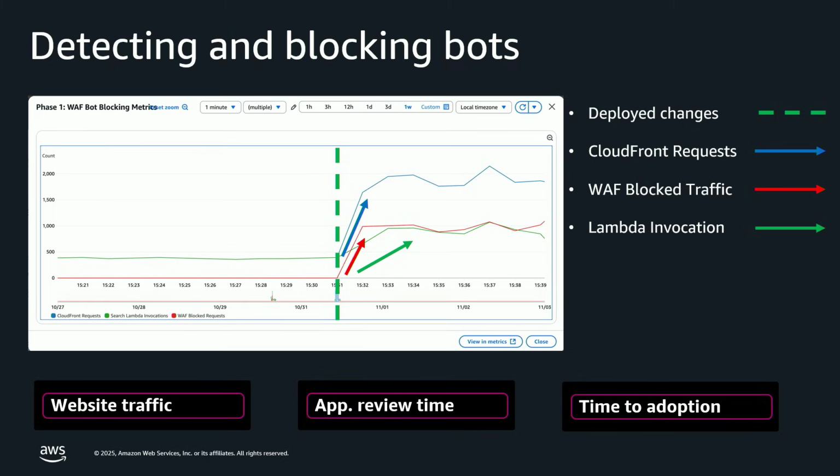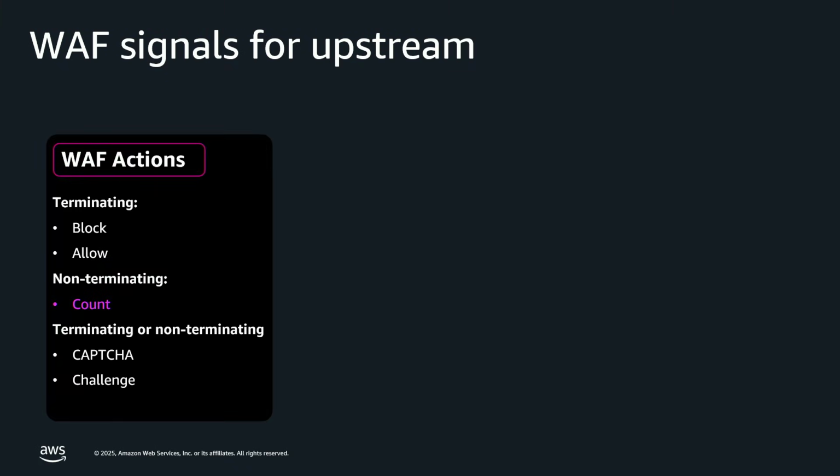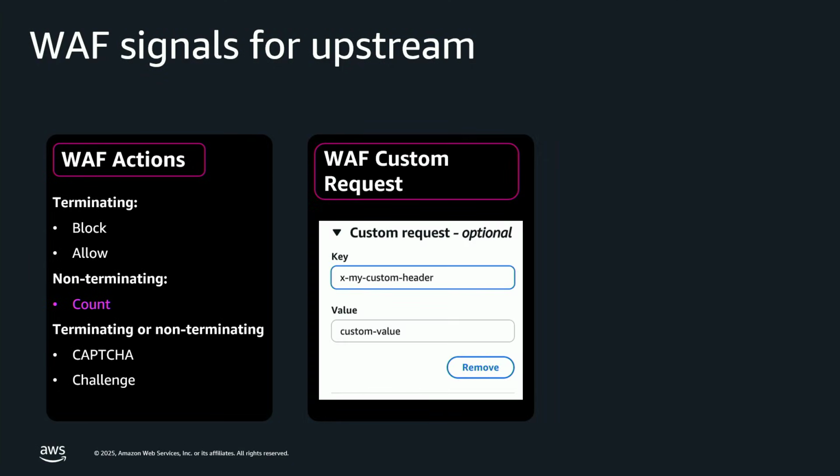So how can we be smarter as the implementers of the WAF logic? Well, instead of giving them the, hey, you're not allowed here, very clear stop sign, we can change from using terminating actions of block to non-terminating. There are CAPTCHAs and challenge, which some of you may be familiar with. We are specifically going to be using count. And then we're going to enhance that by adding a custom request header to those requests that are coming in and deemed to be bots.